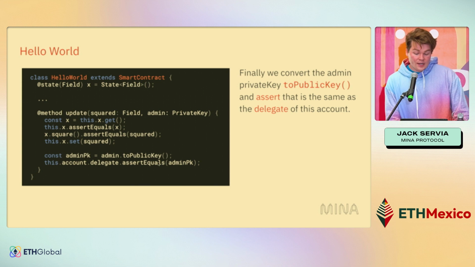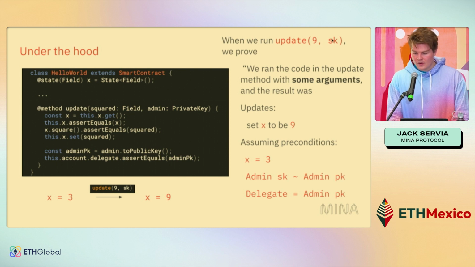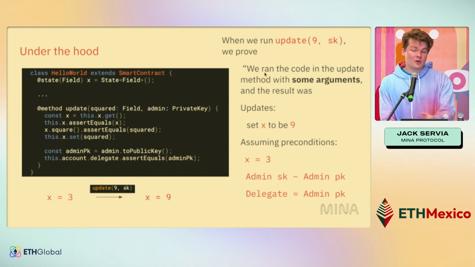And if it's not equal, then we can't generate a proof, and we just can't interact with the smart contract. So this way, only somebody who has the private key for the admin account can use this method, and when they do, they won't be revealing their private key. So when we run update 9 with our secret key, what we're proving is that we ran some code in the update method with some arguments, and the right thing happened.